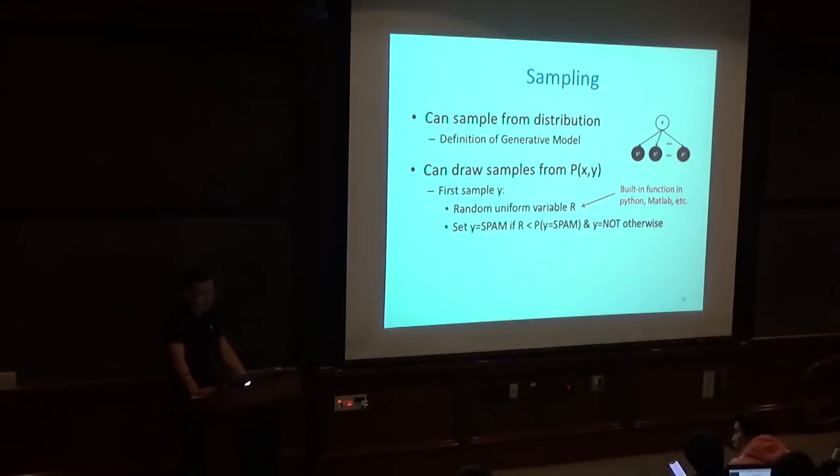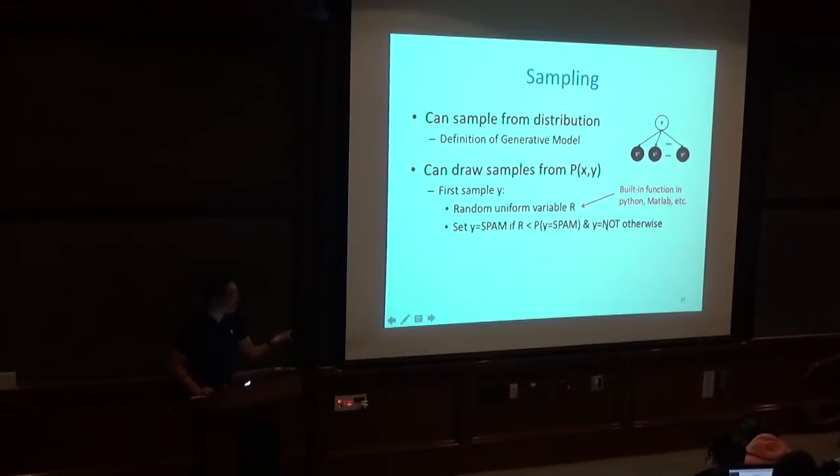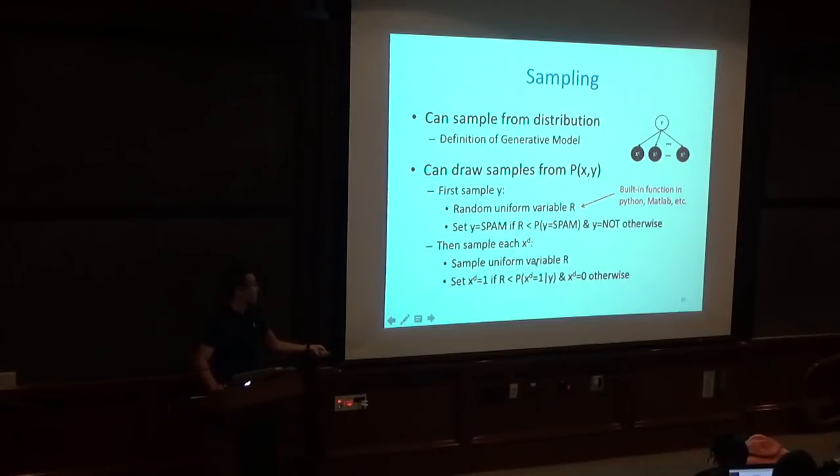So we first sample a uniform random variable, R, and set y to spam if R is less than probability y equals spam, and set y to not otherwise. So each individual little probability table requires a new sample. And then for each xd, we sample another uniform random variable. I'll call it R again. And we set xd according to the lookup table. So for every little probability table, we would do another sample from an independent uniform random variable. And now we have a full sampling procedure for sampling an XY pair.